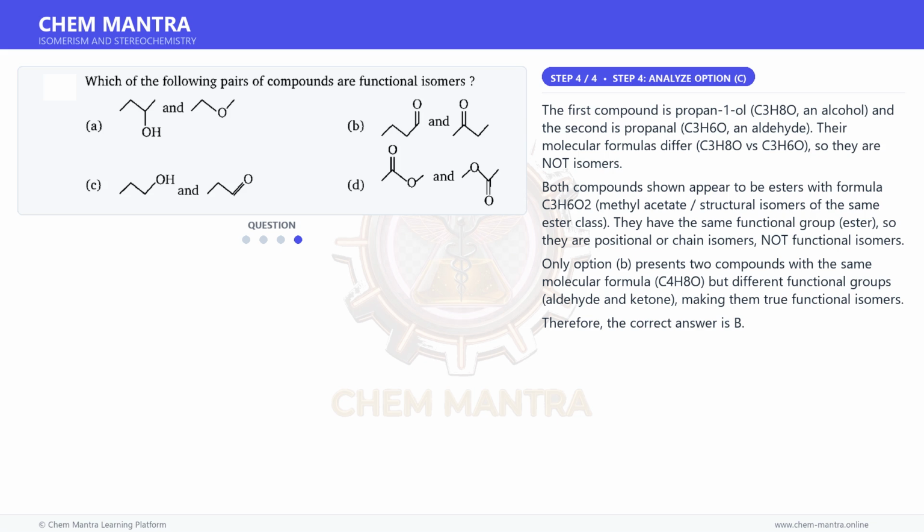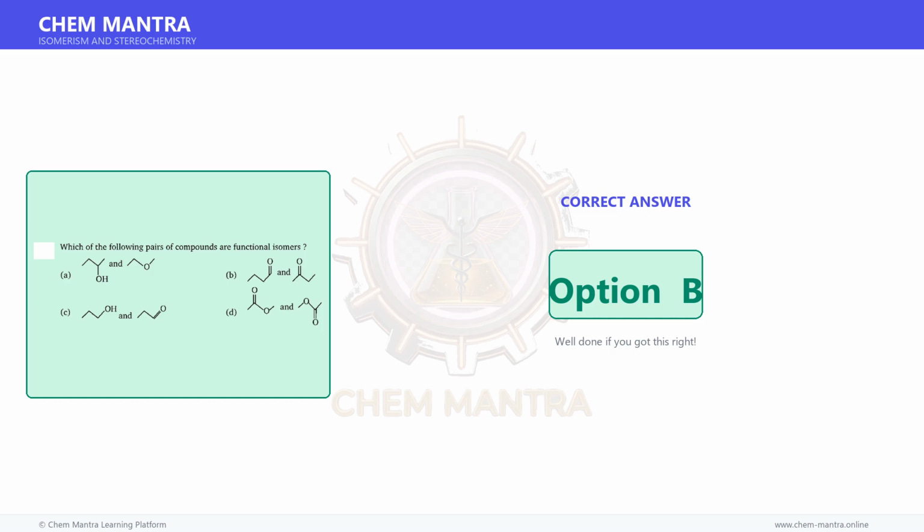Only option B presents two compounds with the same molecular formula, C4H8O, but different functional groups, aldehyde and ketone, making them true functional isomers. Therefore, the correct answer is option B.